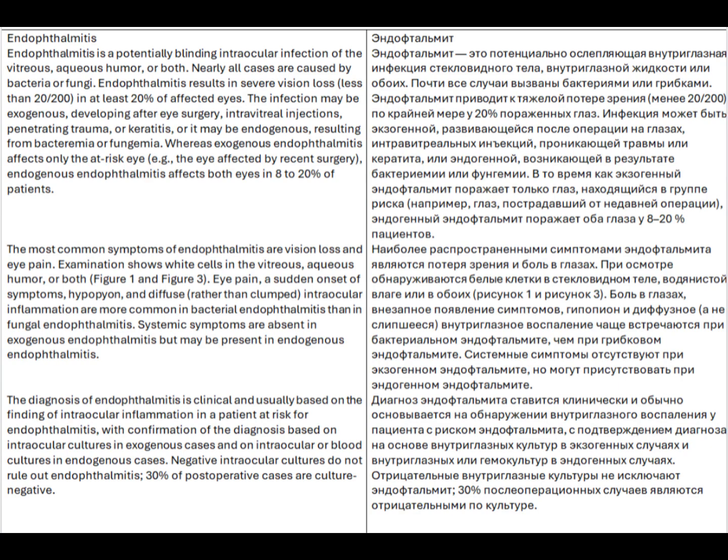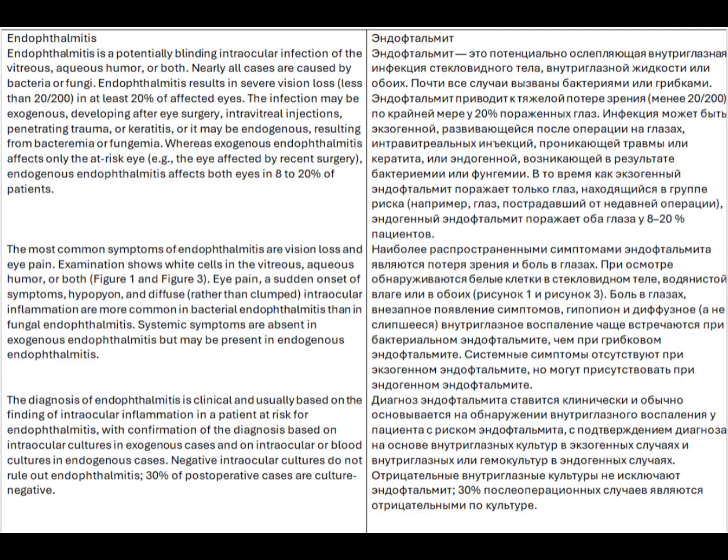The most common symptoms of endophthalmitis are vision loss and eye pain. Examination shows white cells in the vitreous, aqueous humor, or both, figure 1 and figure 3. Eye pain, a sudden onset of symptoms, hypopyon, and diffuse rather than clumped intraocular inflammation are more common in bacterial endophthalmitis than in fungal endophthalmitis. Systemic symptoms are absent in exogenous endophthalmitis, but may be present in endogenous endophthalmitis.